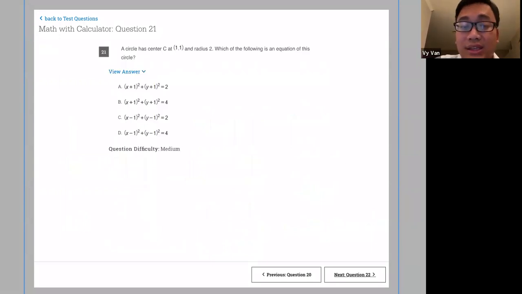Number 21. This is an easy question, actually, if you know the equation of a circle. So the general equation of a circle.